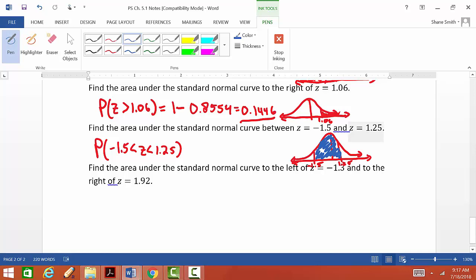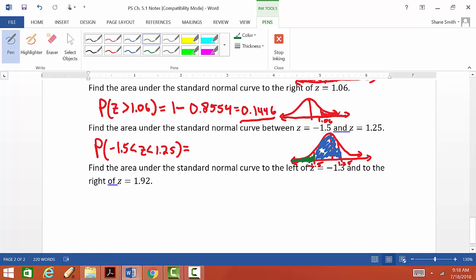Well, to find the area in between two z-scores, remember, if you look up the area in the table, it'll give you the area to the left. So here's what we can do. If I look up the area to the left of 1.25, that'll give me this blue area, but it will also give me, I'll use a different color here, this green area as well. So if I want to look up the area in between the two, I have to subtract this green area away from looking up the area of 1.25.